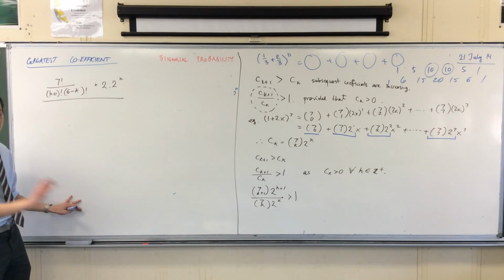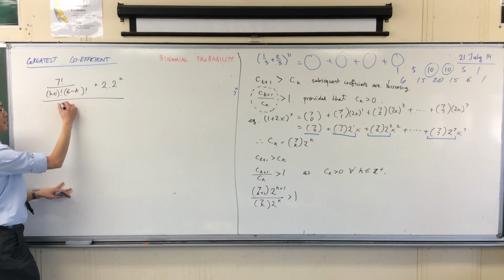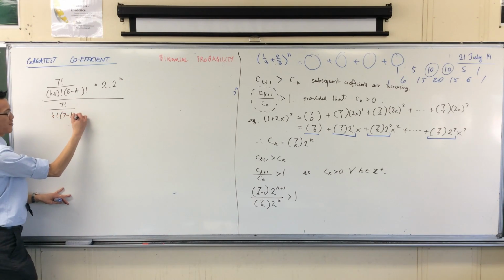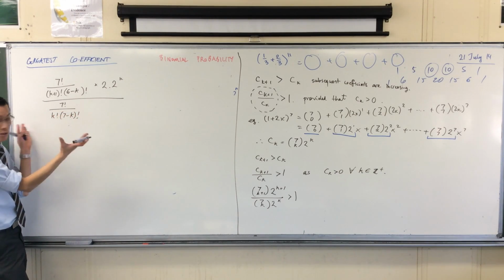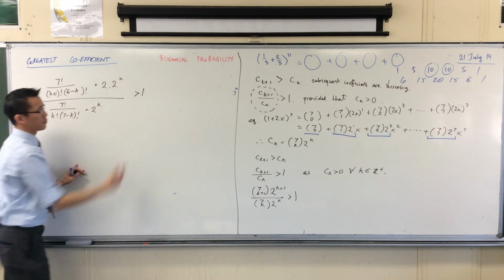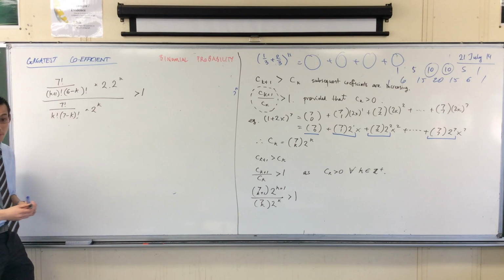Denominator. Actually, it's not as bad because what you've got there is 7 factorial on k factorial 7 minus k factorial. That's just a quotient, right? And then there's your 2 to the k. It's all greater than 1. Okay, let's do some simplifying. What can I cancel?